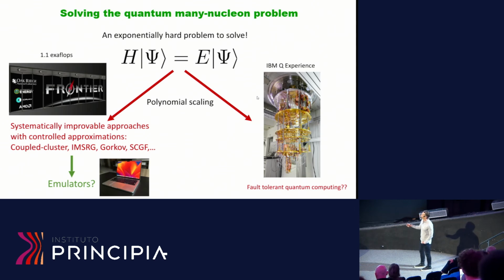So we choose the route to the left here instead, using polynomial scaling methods such as coupled cluster theory, IMSRG, Gorkov, self-consistent Green's function, and so on, which are systematically improvable approaches and also scale polynomially with the system size or the number of nucleons that you want to describe.